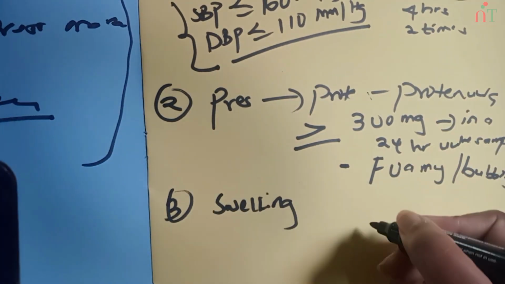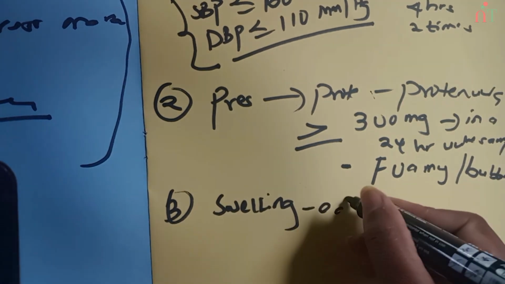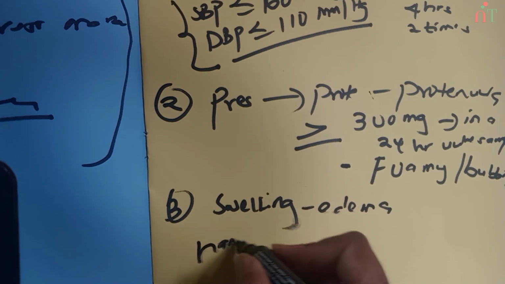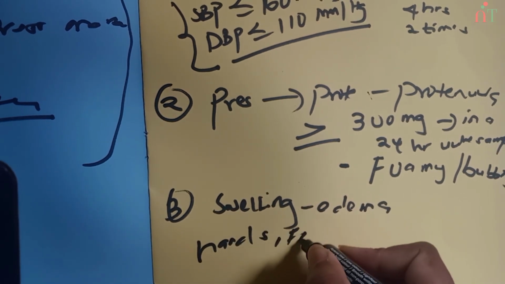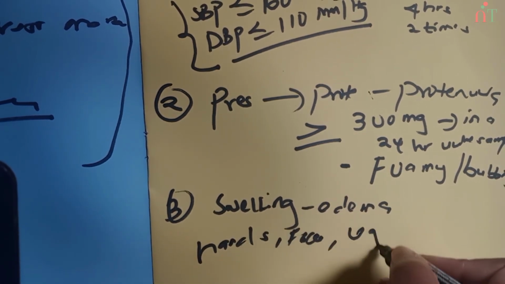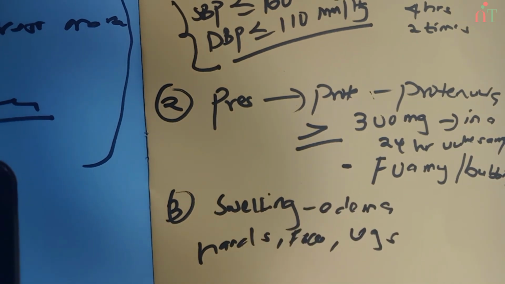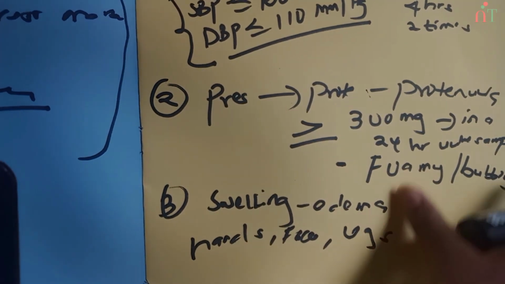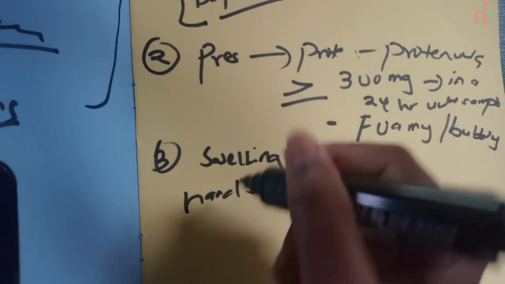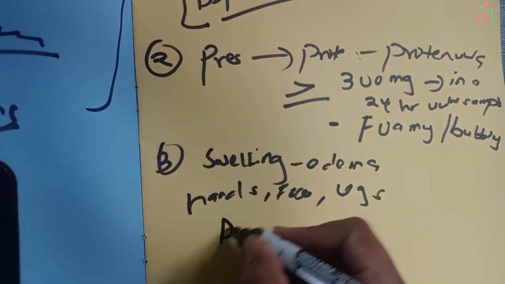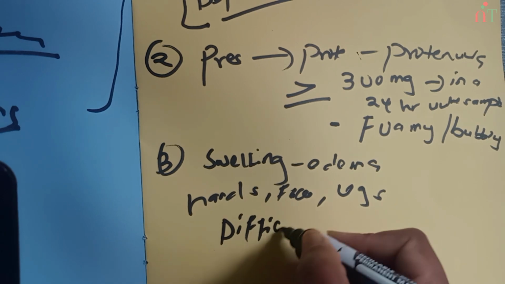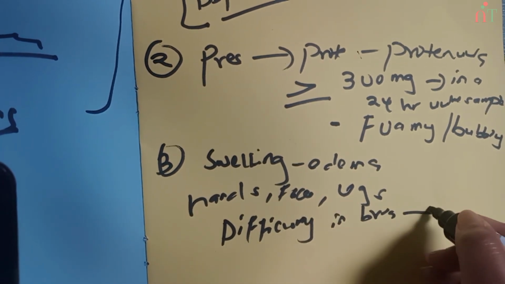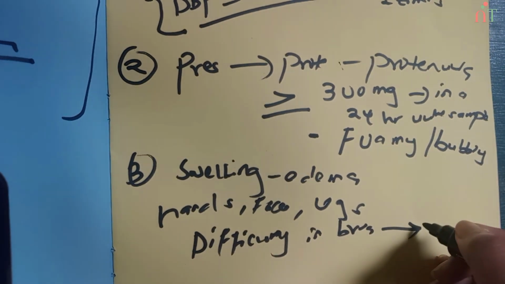So swelling, or what we call edema, can be on the hands, on the face, legs. And also in severe cases, a person may present with difficulty in breathing, and this could indicate pulmonary edema.